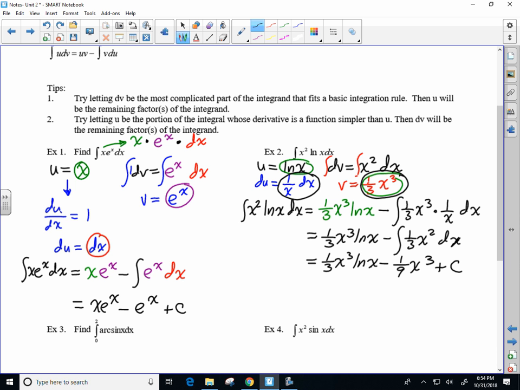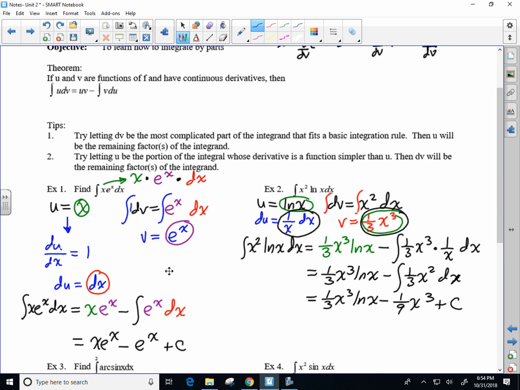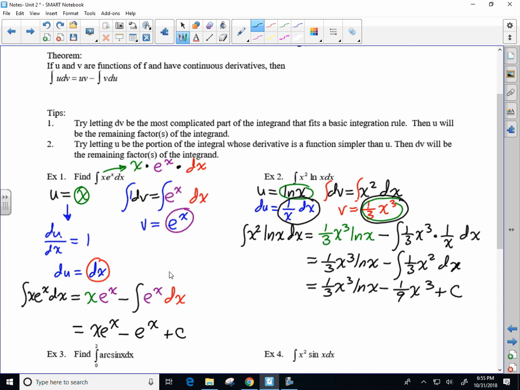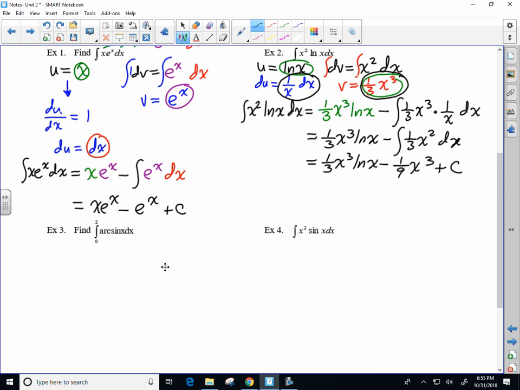And so, reverse power rule gets you where you need to go, and then that's all there is to it. I swear I must have changed the problem. That's so weird. Okay, well, whatever.